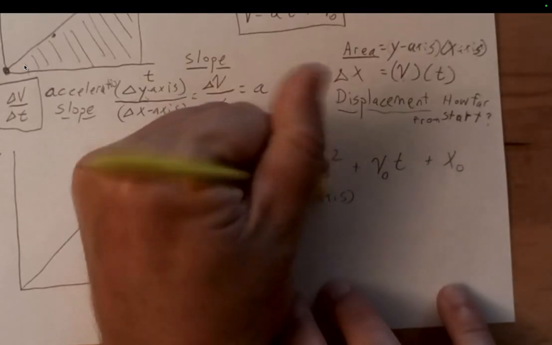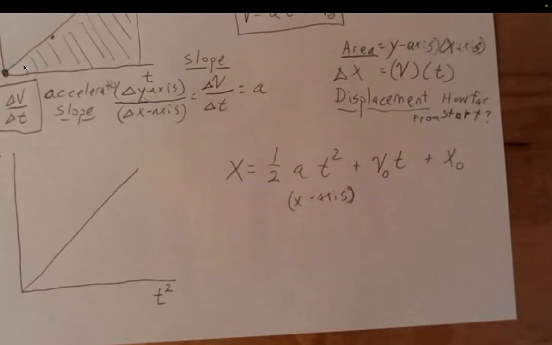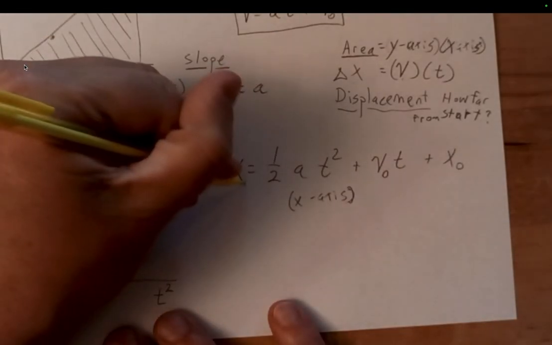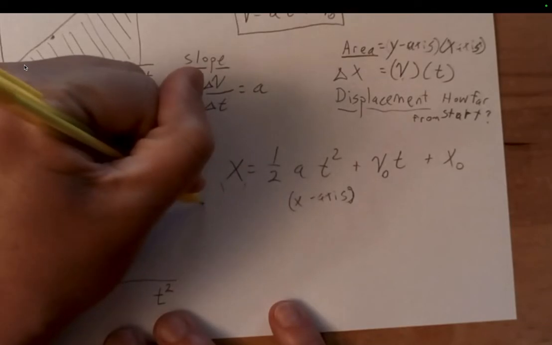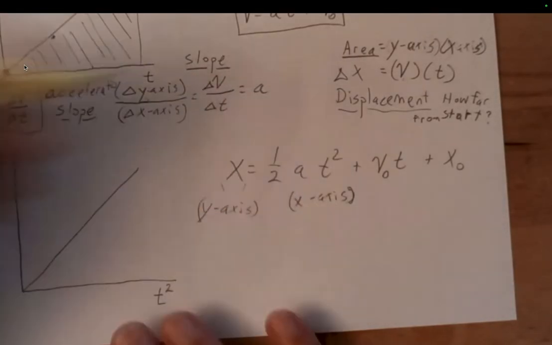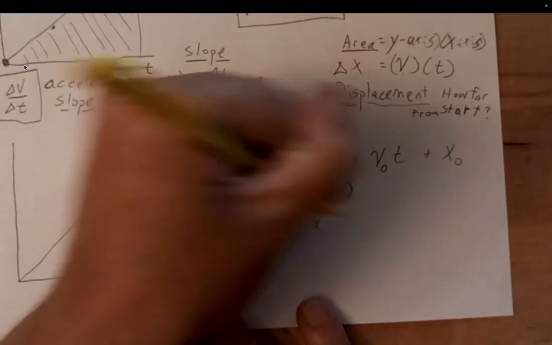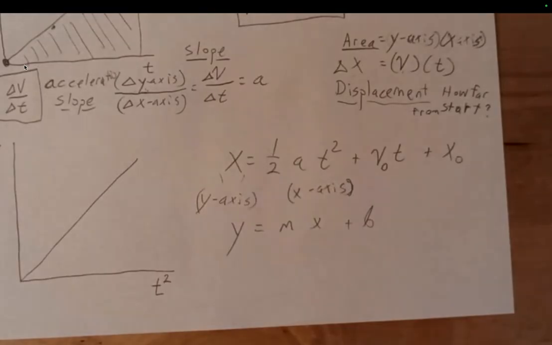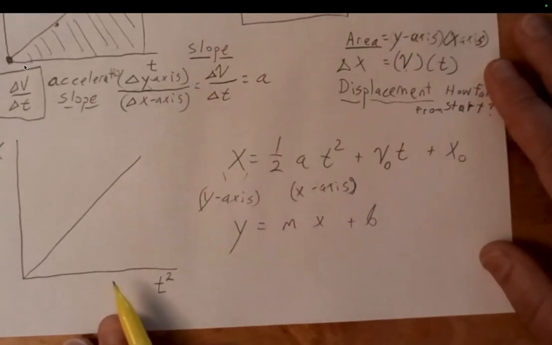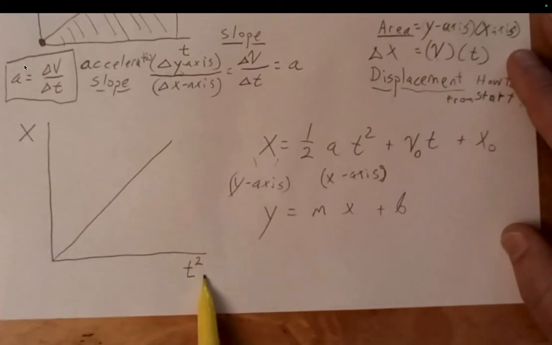So the t squared is now on the x-axis, where the position is on the y-axis, leaving us with y equals mx plus b. So on this graph, we could also get the acceleration if we know the position and the time squared.